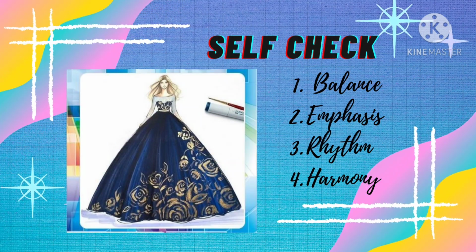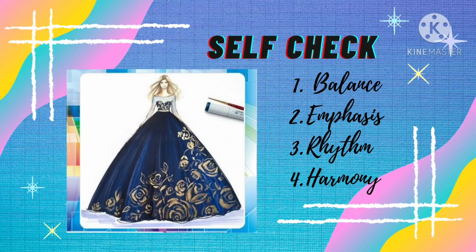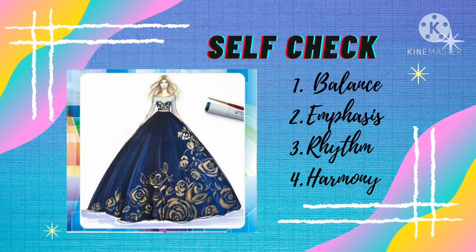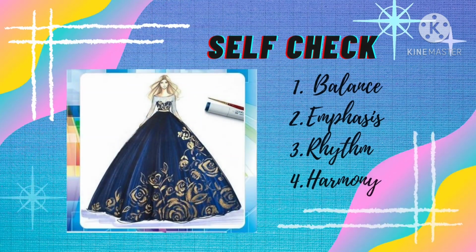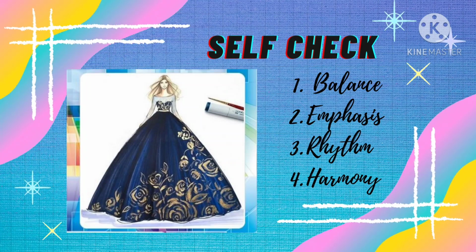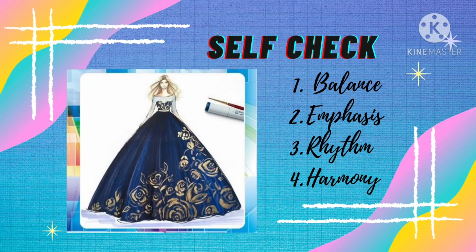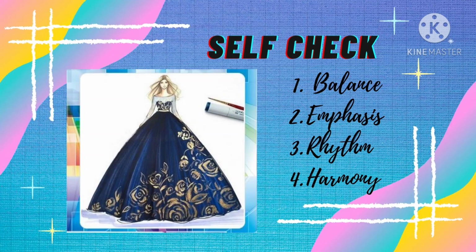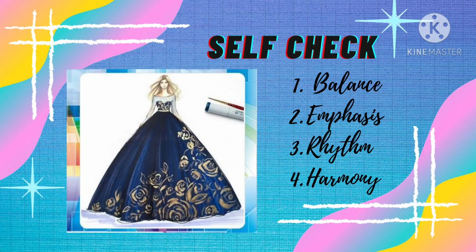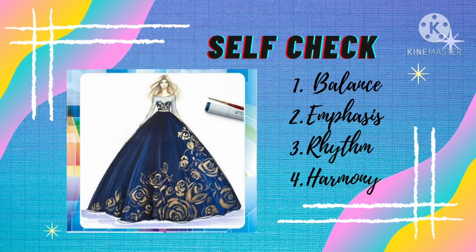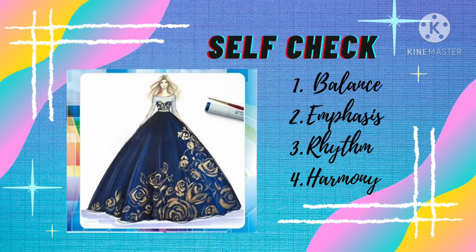Now, let us check your answer. The design below used number 1, balance, specifically the asymmetrical or informal balance. If you're going to divide it in half, both sides are different. Number 2, emphasis. The moment you see the design, the first part that you will notice is the design of flowers. Its size and color make it stand out on the design.